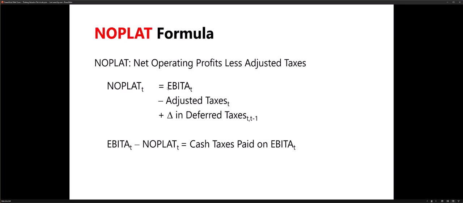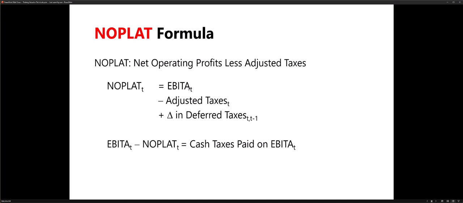So let's start with NOPLAT. What is NOPLAT? Net operating profits less adjusted taxes. Nowadays, the newer book took out the L of NOPLAT, and they call it NOPAT. It's basically the same thing. So it's basically taking the EBITDA, which is basically the same thing as EBIT. The A there represents the amortization on goodwill.